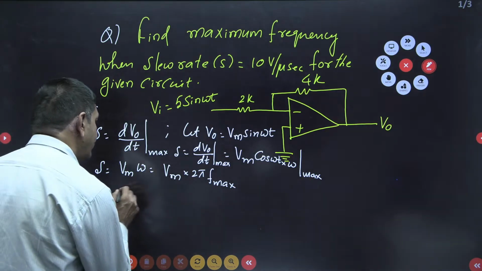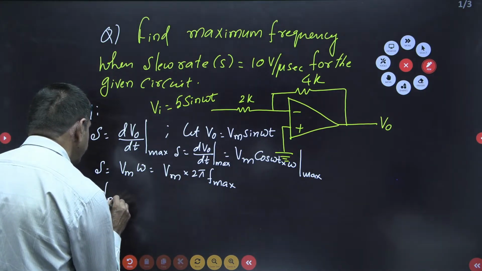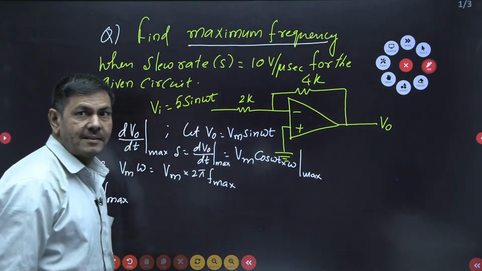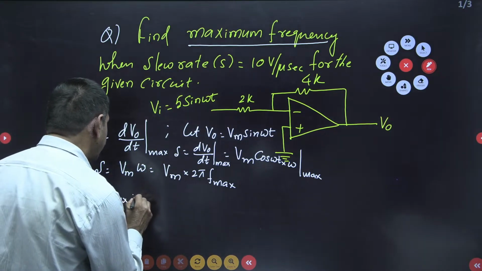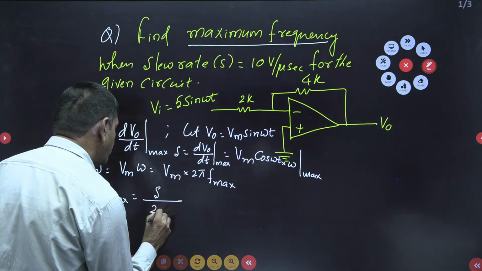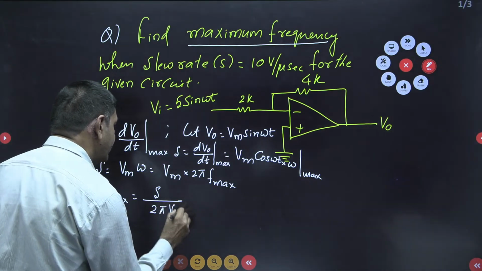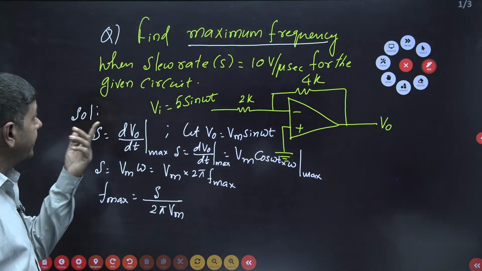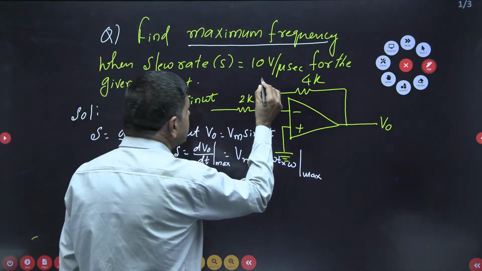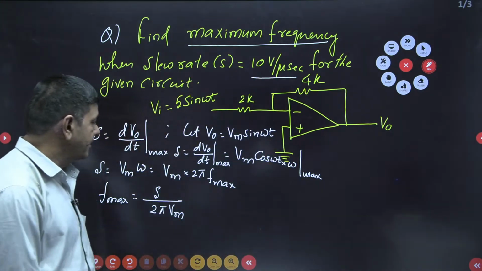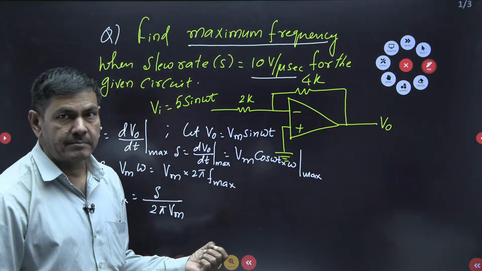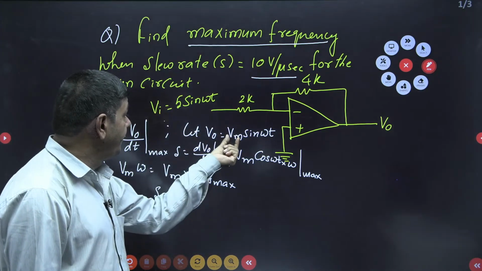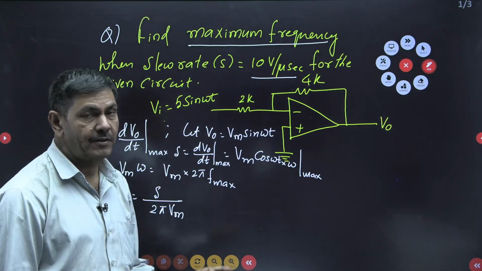Thereby, the problem is asking to find the maximum frequency, f suffix m. This is nothing but S by 2 pi into Vm. That formula is applicable. But in the problem, you check here, the slew rate given is 10 volts per microsecond. The maximum voltage Vm is not from the input voltage Vi. Vm is required from V0 only now.